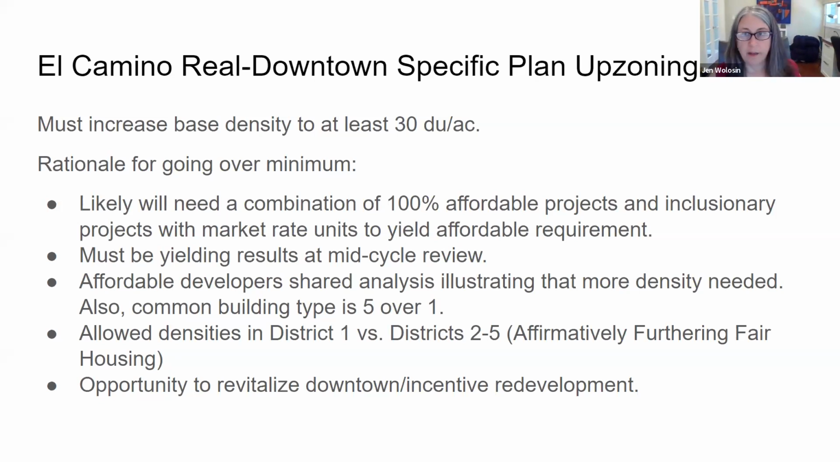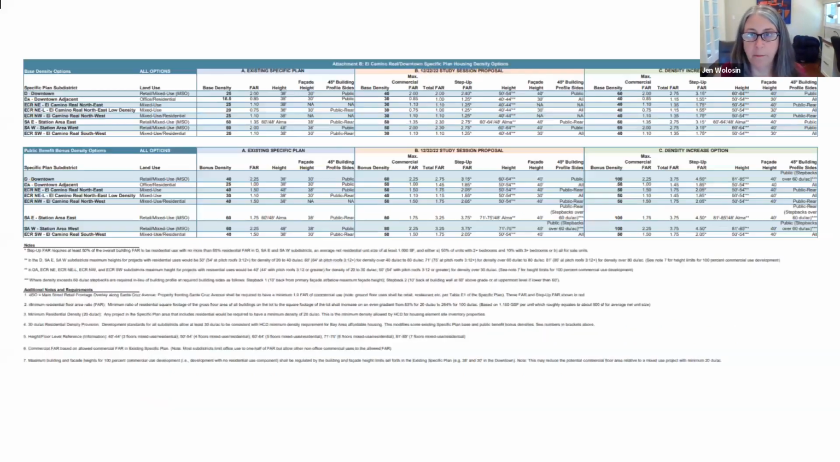So we're going to look at some of the staff recommendations now. This is from the staff report for this zoning. And as you can see, this is why I put together this video. This is attachment B. It's incredibly detailed and wonky, and I'm going to try to walk you through some of the key points here.